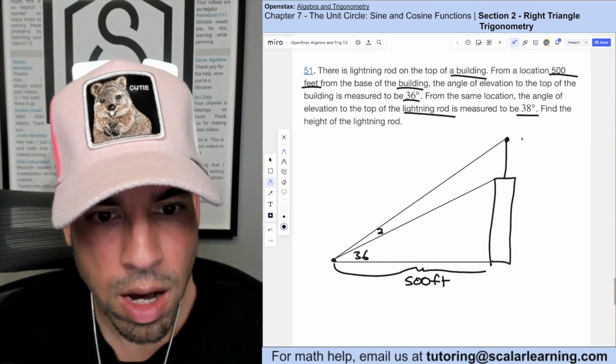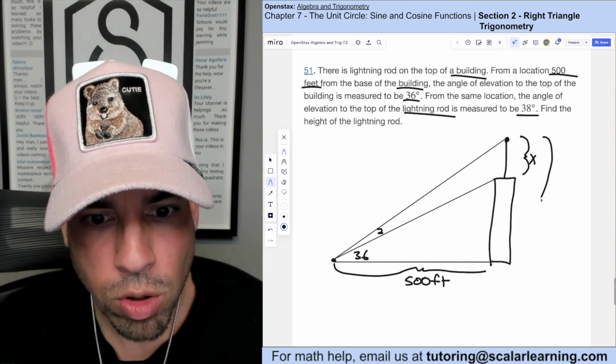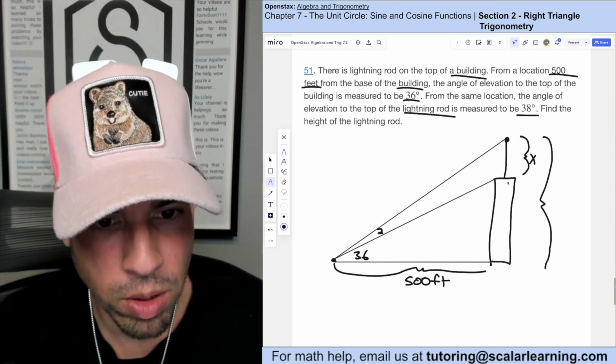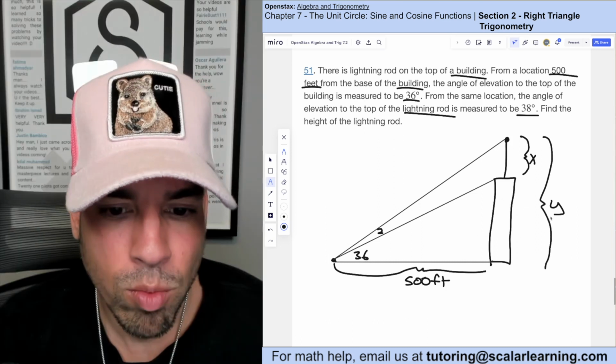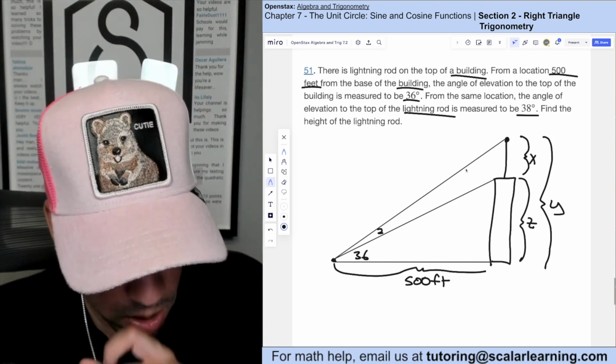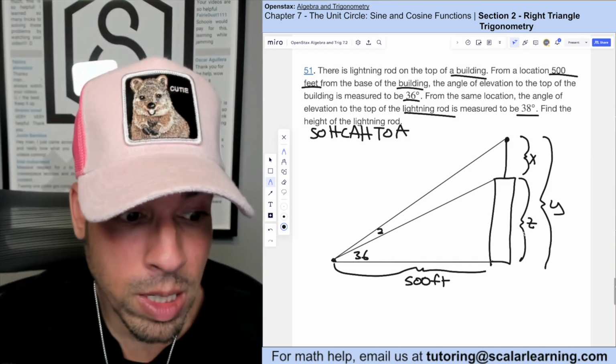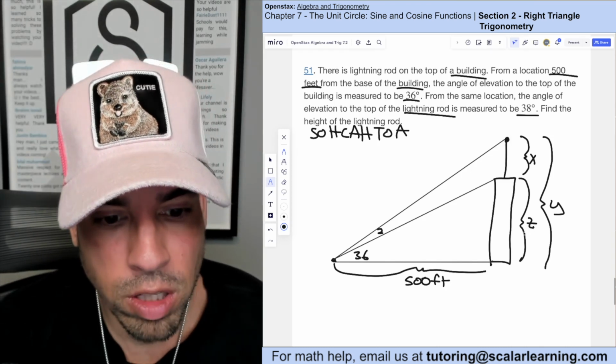So they want the height of the lightning rod, which is just this, which is x. And then we also have this entire height of the building plus everything. And maybe we'll call that y. And then we've got the height of just the building. We'll call that z. Okay. So if I can find y and I can find z and then just subtract, I should be good to go. So let's start with the appropriate function.